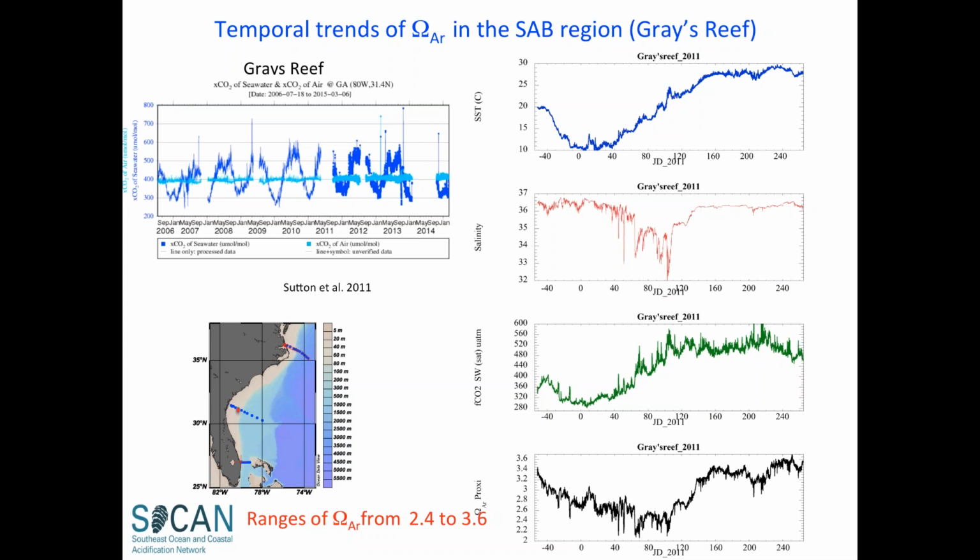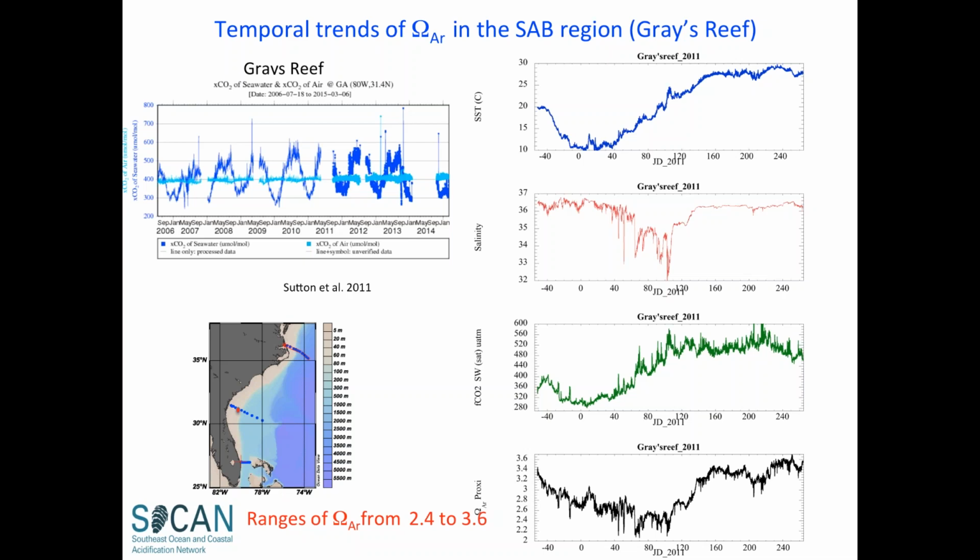We see the pCO2 from 2006 to 2014, and on the bottom we show the approximate location of the Gray's Reef mooring, which is part of the National Data Buoy Center mooring array. What I've done on the right-hand side is pick 1 year of data and look at ocean acidification and its drivers. This is for the year 2011, and since it was not a nice clean year, it basically starts in 2010, but it's almost a full year of uninterrupted data.